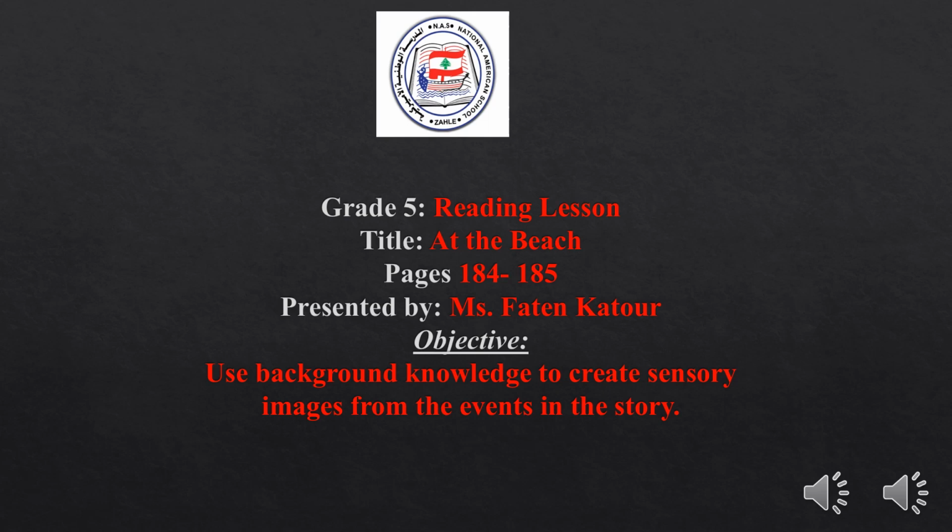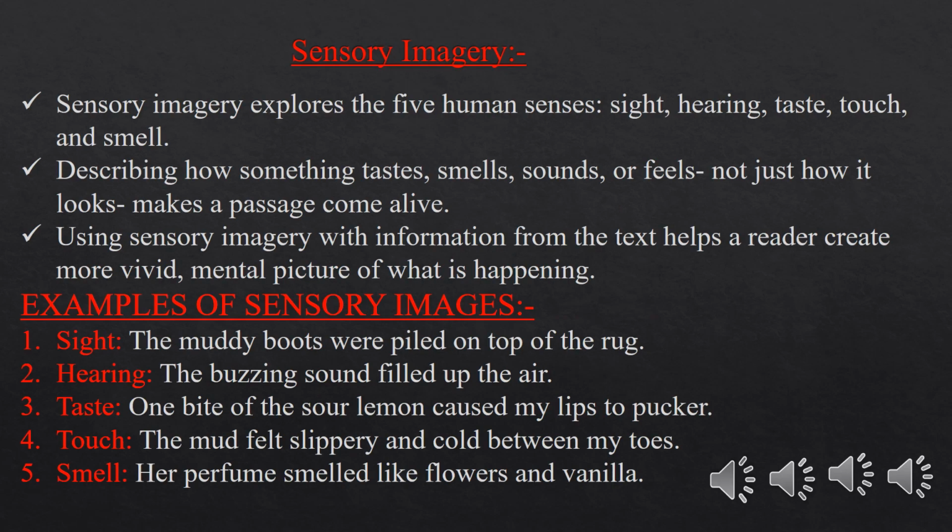The objective of these two pages is that you will be able to use background knowledge to create sensory images from the events in the story. Sensory imagery explores the 5 human senses: sight, hearing, taste, touch, and smell. Describing how something tastes, smells, sounds, or feels, not just how it looks, makes a passage come alive.